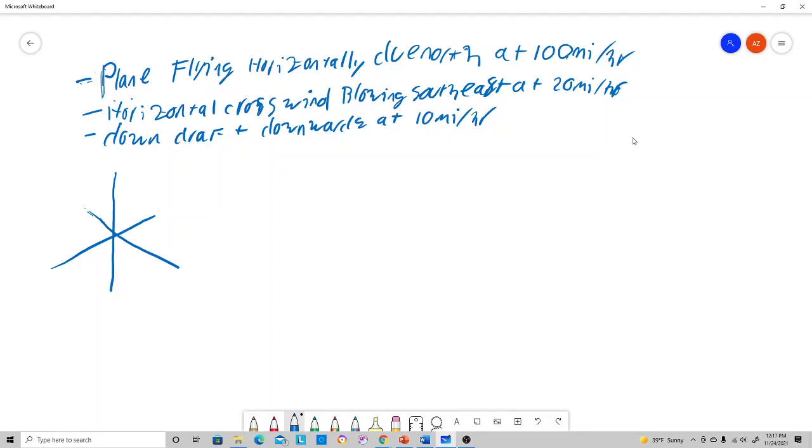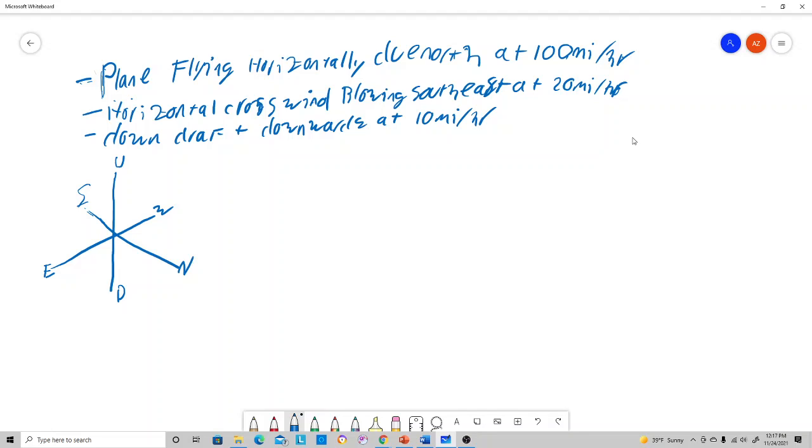Okay, so I'm gonna label it to make sure we have the direction. So this is up, this is down, this is north, this is south, this is east, and this is west. Okay, so we want to draw how all of these components of these different vectors work. So the plane is flying horizontally due north at 100 miles an hour.